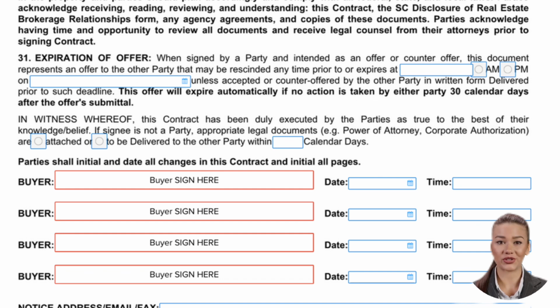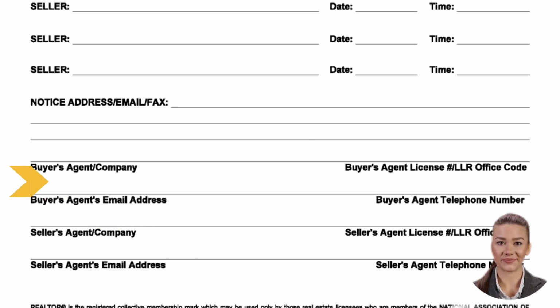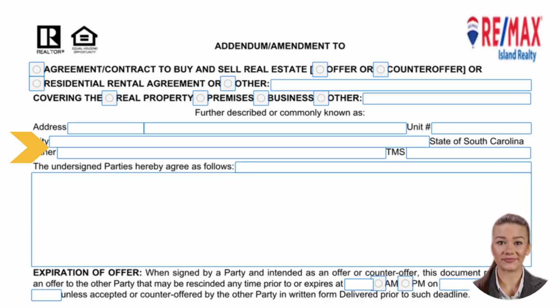All parties will initial all pages and sign at the end. The listing and buyer agent details should also be included. Here is where you will define how the termination paperwork and fee will be delivered. It is especially important for this section to be completed. I also like to include this language in detail in a separate addendum.